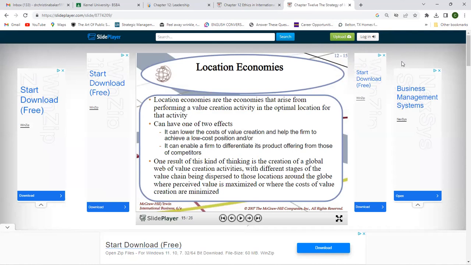One result of this kind of thinking is the creation of a global web of value creation activities, with different stages of the value chain dispersed among those locations around the globe where perceived value is maximized and where the cost of value creation is minimized.